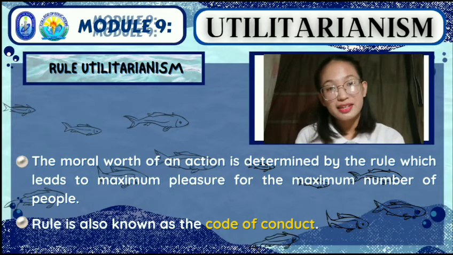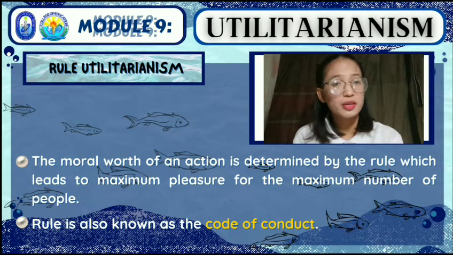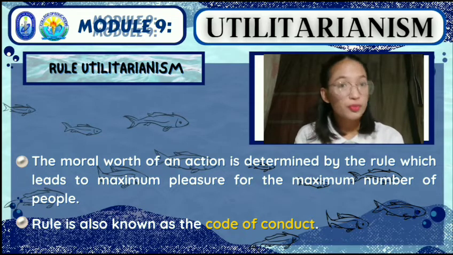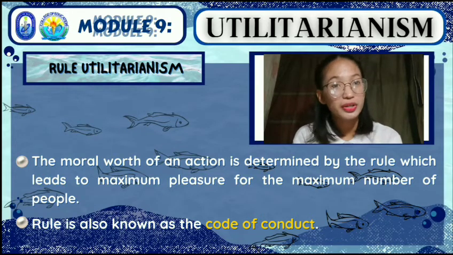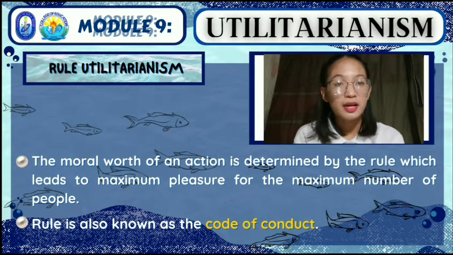Act utilitarianism is often contrasted with a different theory called rule utilitarianism, which is advocated by Brad Hooker and a number of utilitarians. According to this kind of utilitarianism, the moral worth of an action is determined by the rule which leads to maximum pleasure for the maximum number of people.